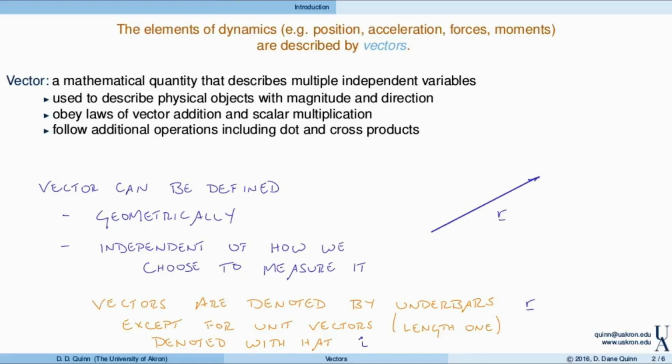So this might be I hat. This underbar denotes a general vector, of arbitrary length, and the little hat denotes a unit vector. So that's a special vector that can vary in direction, but always has fixed length. And that's going to help us keep straight the various quantities that we'll use, including vectors like position and velocity and acceleration, from vectors like I and J, which indicate direction.